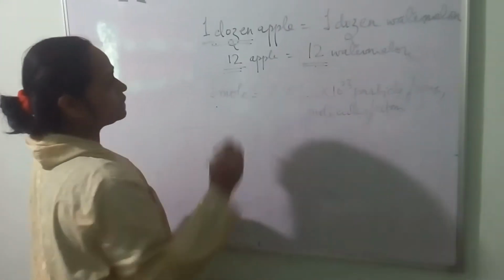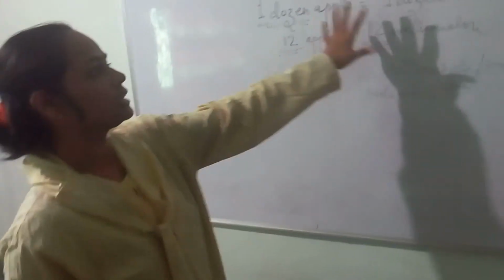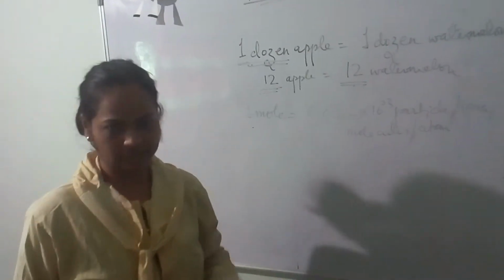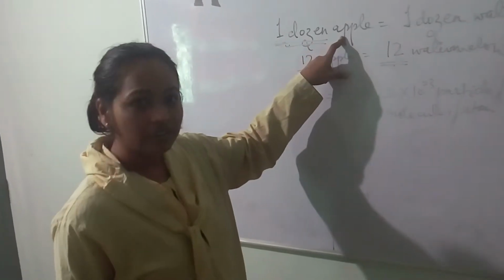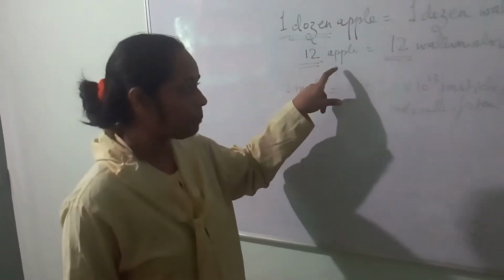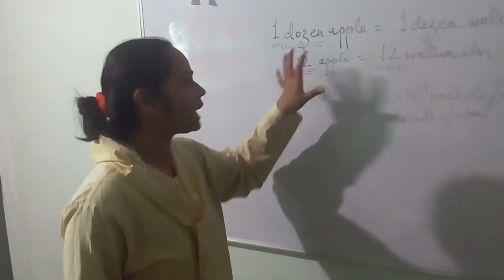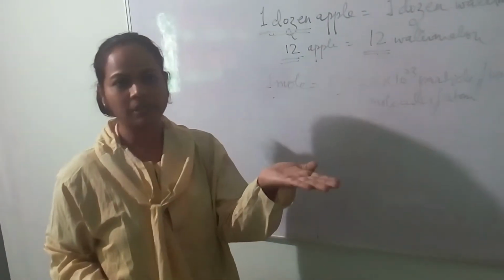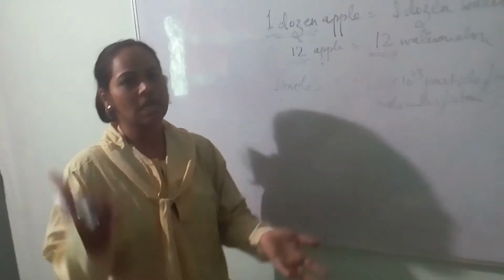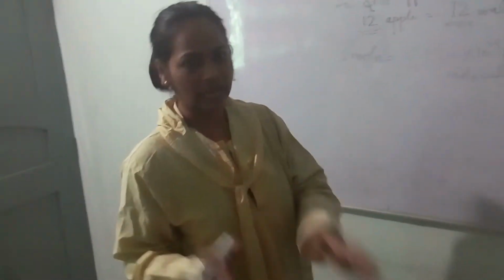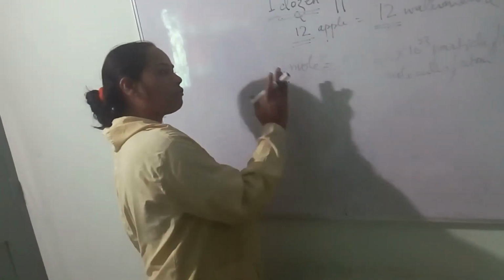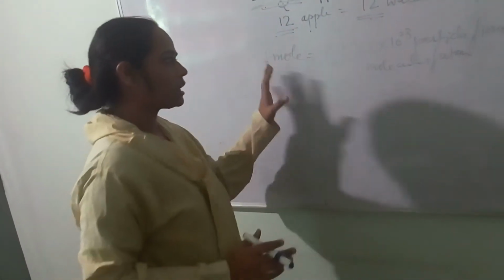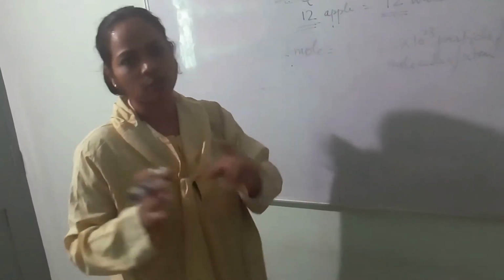Now next, we will see that different substances have different weights. Apples have different weights. Although 12 apples and 12 watermelons are the same in number, their weights will be totally different. If you compare the weight of 12 apples and 12 watermelons, there will be a large difference. Similarly, for 1 mole, the particles will be different. Their number will be the same, but the weight will be different.